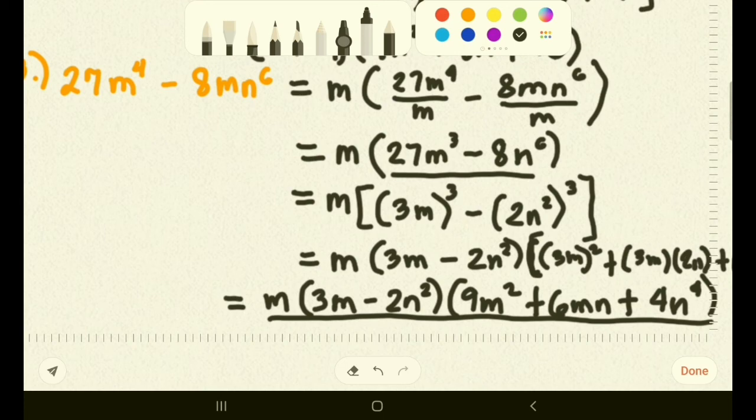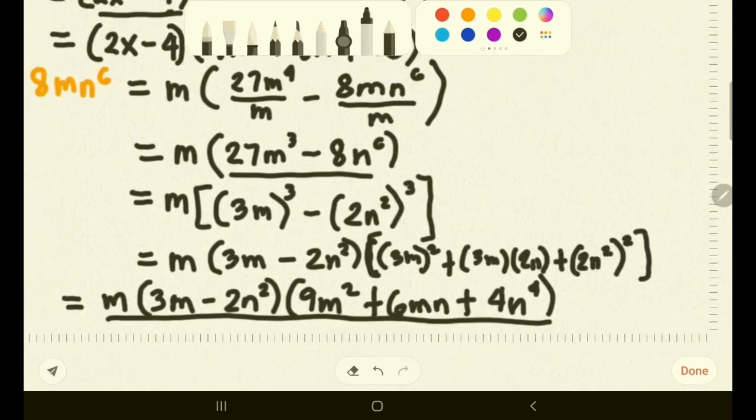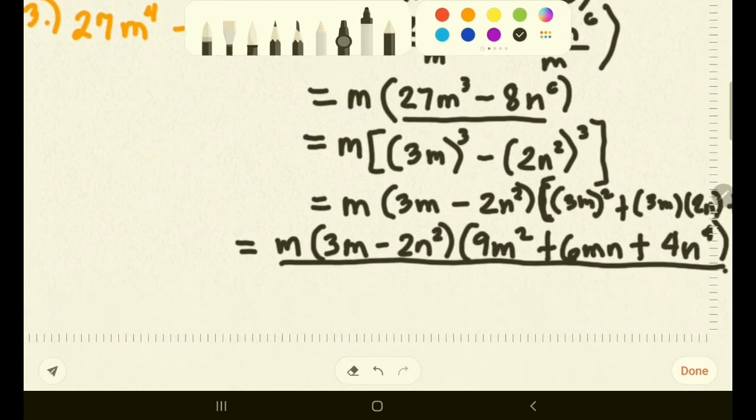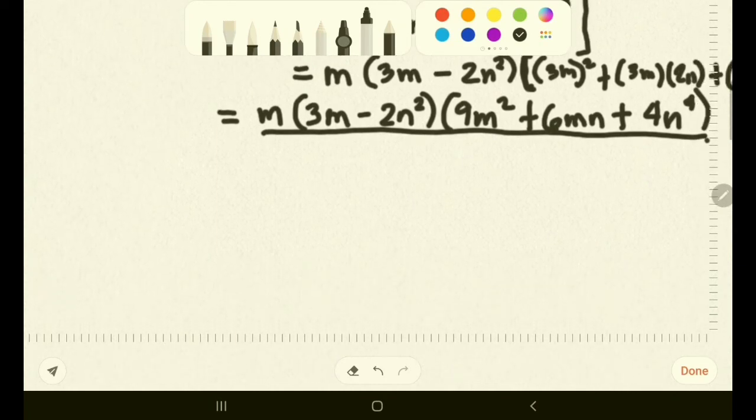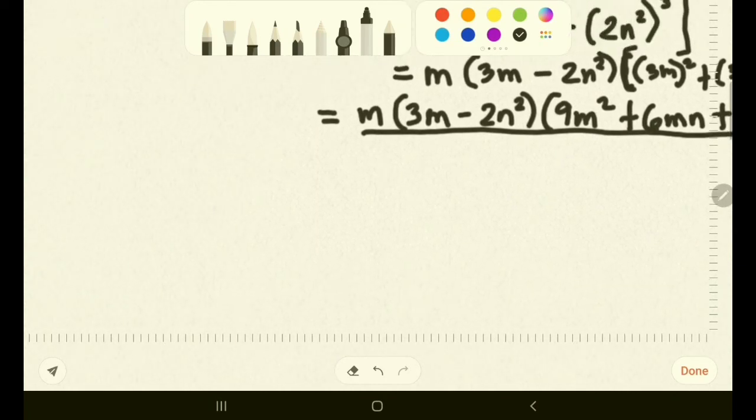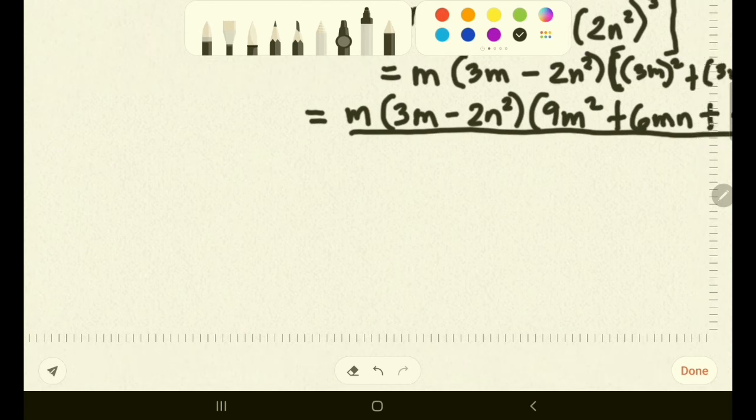As you can see, our examples are differences of two cubes. Now, I'm going to give you another example on the sum of two cubes. Let's have the fourth example: 1 plus 8k cubed.